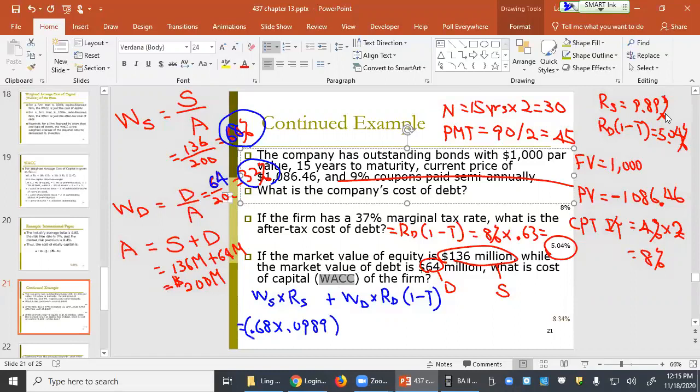0.0989 plus WD, it is 0.32, right? We calculated that here, multiplied by the after-tax cost of debt, and that is 5.04%. So times 0.0504, and that will give us 0.0834, or you can say that is 8.34% as the weighted average cost of capital. Okay.